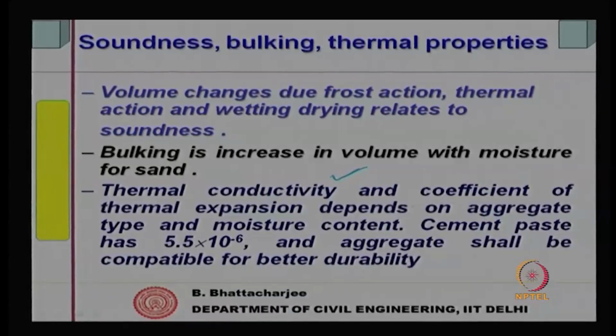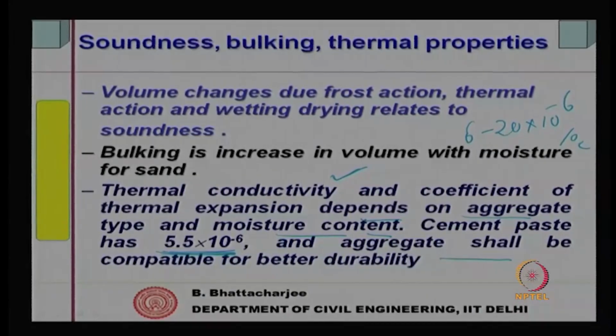Thermal conductivity is an important property, and so is the coefficient of thermal expansion of concrete; it depends largely on aggregate. Thermal conductivity of concrete is a function of aggregate thermal conductivity and it would depend upon type of aggregate and moisture content. Cement paste has a coefficient of thermal expansion of 5.5 into 10 to the power minus 6, and aggregate has a different one and it should be compatible with the cement paste for durability. So, generally the order of concrete thermal conductivity is maybe 6 to 20 into 10 to the power. Coefficient of thermal expansion is of this order per degree centigrade.